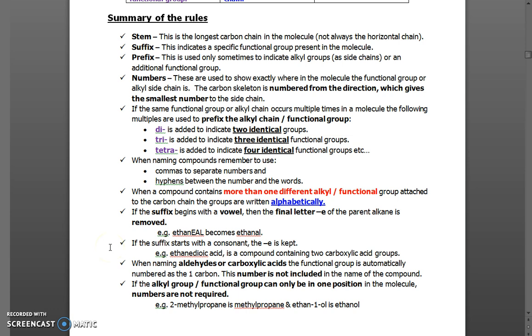And then the last couple of points are the naming of the functional groups. If you've got aldehydes or carboxylic acids, because these functional groups occur at the end of a chain, they are classed as carbon number 1, and their number is not included in the compound name. And if an alkyl group or a functional group can only be in one position in the molecule, then numbers are not required. So 2-methylpropane is actually written as methylpropane. Ethanol is just written as ethanol.